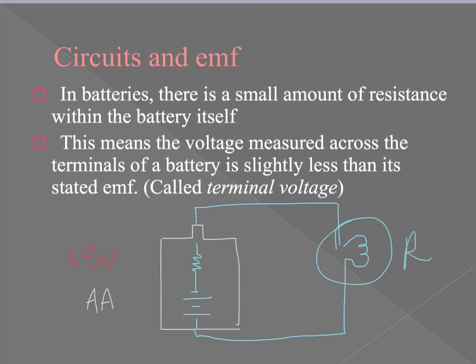Okay. So what this does is it actually reduces the voltage that we measure across the battery. So this is really what is 1.5 volts. But maybe if we actually measured it at the terminals, what we might find is it's actually 1.4 volts because of this little bit of internal resistance. Okay, so this small amount of resistance means the voltage measured across the terminals, the terminals are the ends, is slightly less than its stated EMF. And so this is called its terminal voltage, and terminal voltage is always a little bit less. So this is terminal voltage here.